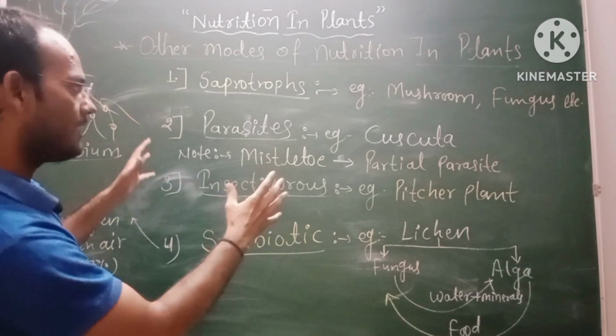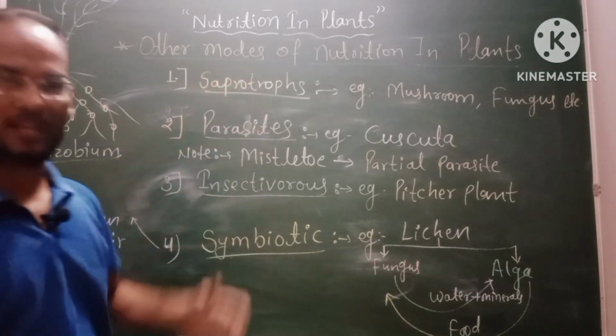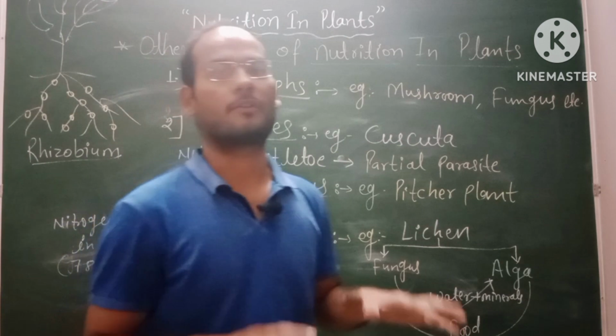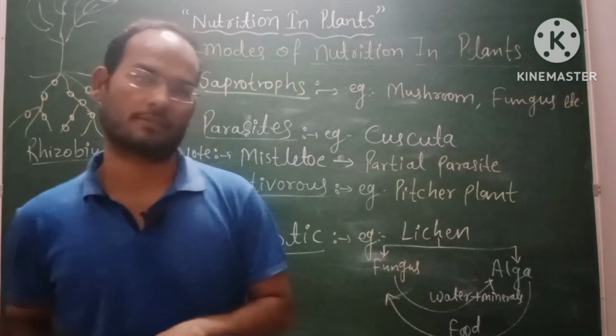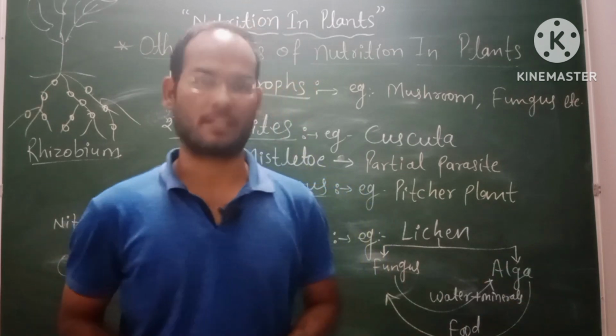So we have seen such kinds of other modes of nutrition in plants. Clear? So now this is chapter number 1, Nutrition in Plants, and in the next video we will see the question answers of this chapter.